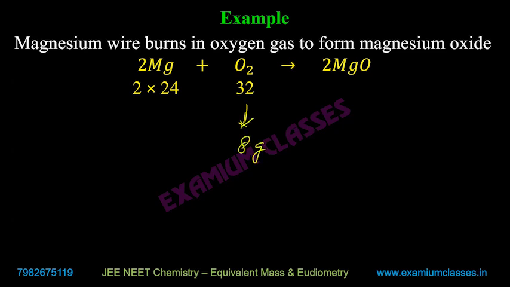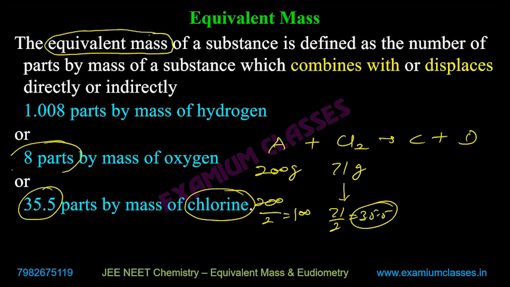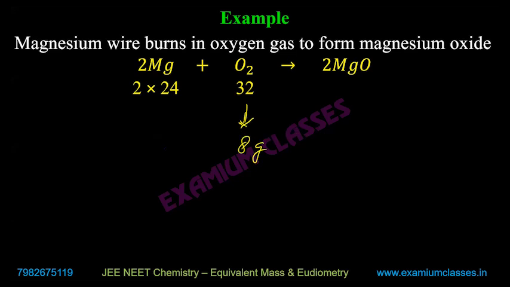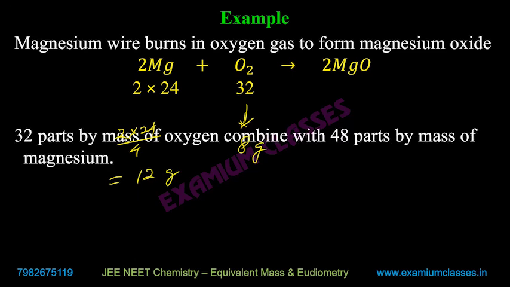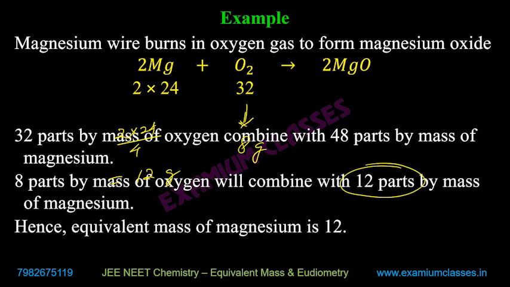Whatever amount reacts with 8 grams of oxygen, 8 parts of oxygen, that mass will be the equivalent mass of magnesium. So we divide 32 by 4 to get 8. Here also, 2 into 24, we will divide by 4 to get the equivalent mass. It means it will be 12 grams. So the equivalent mass of magnesium in this case will be 12 grams. 12 parts by mass, that is 12 grams.